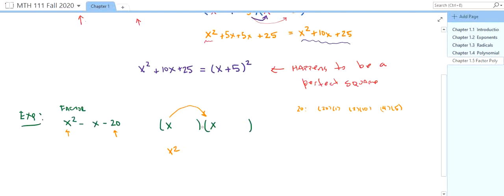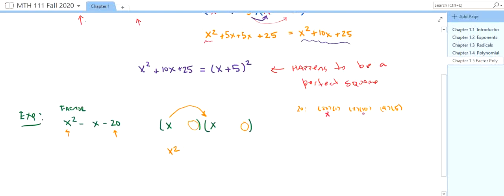So which are we going to choose to put in here? Because we know that this number times this number needs to equal negative 20. So it could be any of these combinations. But what combination produces a negative 1, essentially a negative x, when we add them together? So if I were to take 20 and either add or subtract 1, I'm going to get 21 or 19. That doesn't look right. So this doesn't look like this could be the factors.